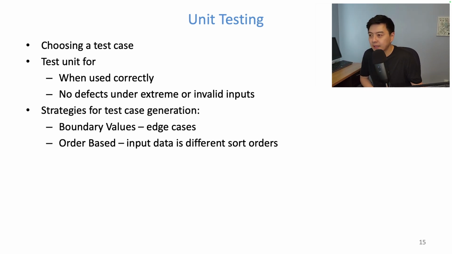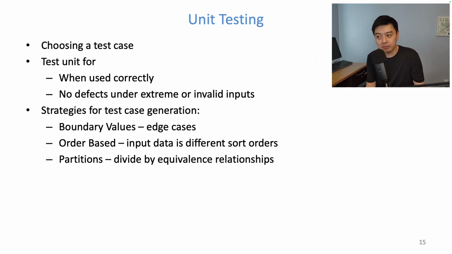Okay. Another strategy would be order-based input. Usually this refers to structures that we have in programming, things like arrays or lists or sets, right? So in which order? Well, in the case of a set, we would not have order, but you can see where we're going here. But sorted order, unsorted order, reversed order, right? So different types of orders might be a strategy for test case generation.